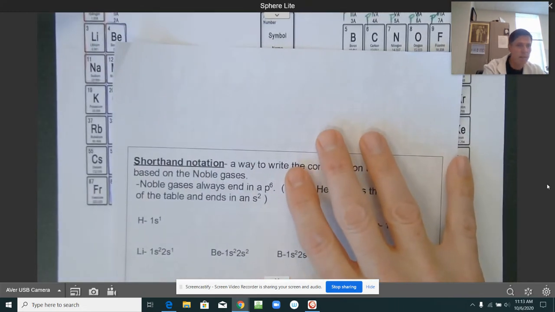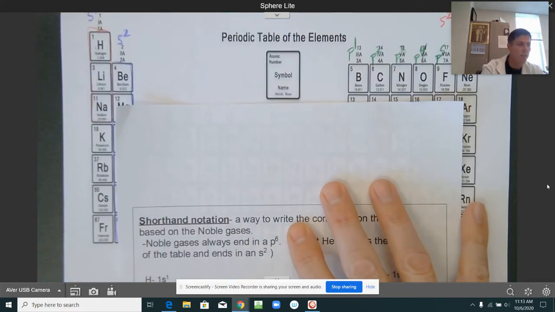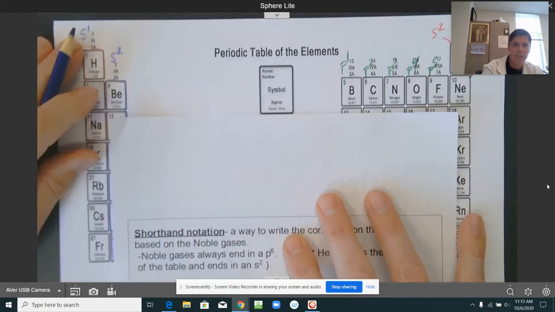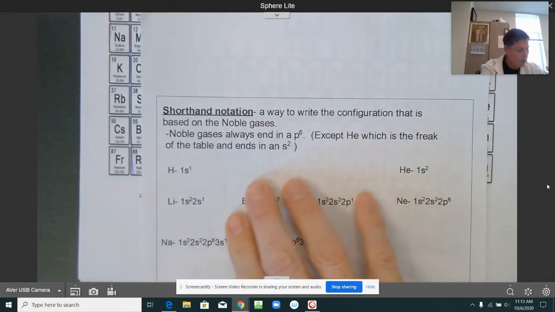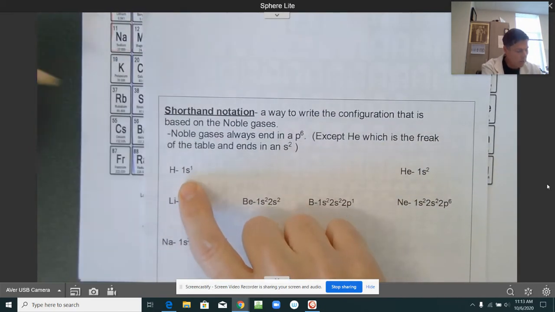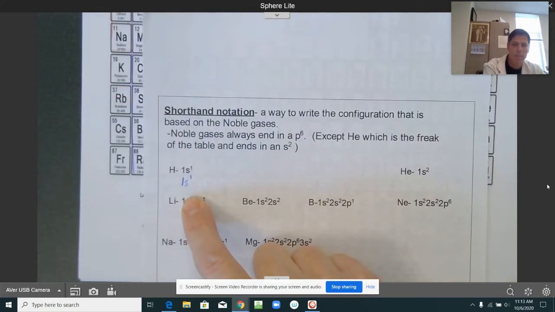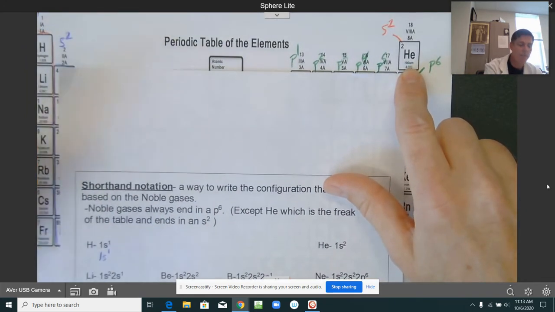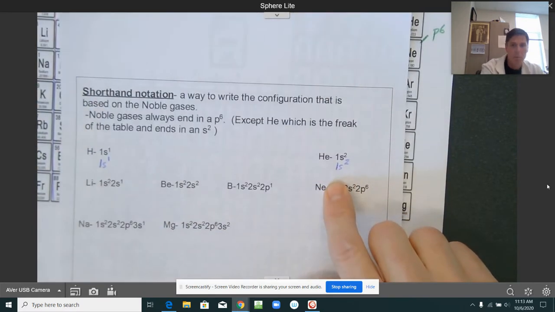You find the element you're looking at, and you ask yourself, what is the last noble gas prior to that element? Well, prior to hydrogen, there is nothing. So for hydrogen, there's only one electron there, and its shorthand notation is just where that electron's at. Helium's here. There's no noble gas in front of it. It is the first one, so its shorthand notation is simply where the electrons are at.